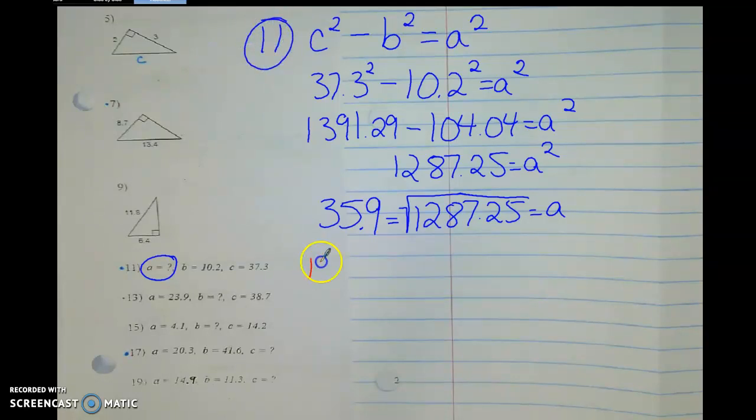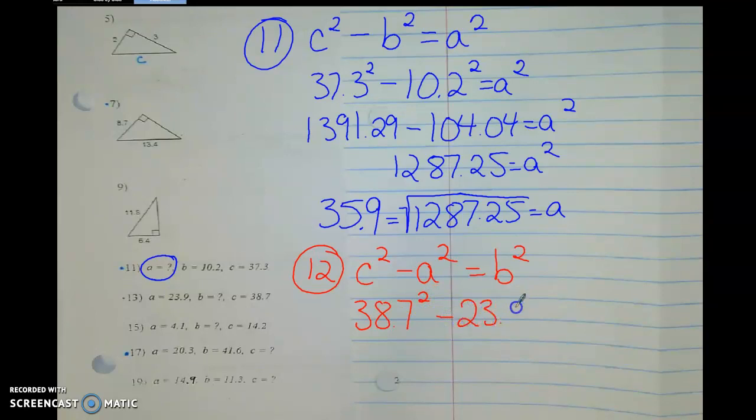Let's look at number 12. With number 12, we're looking for b. So I'm going to go c squared minus a squared equals b squared. Taking it and setting it up: c squared, 38.7 squared, minus a squared, which is 23.9 squared, equals b squared. So now it's set up. You're going to finish and solve that one.